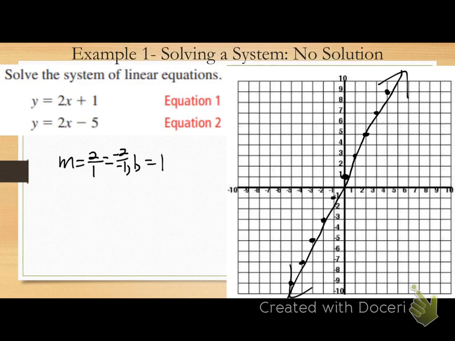Okay, second equation. What's my slope? 2 over 1. Y-intercept? Negative 5. So, once again, my y-intercept will be graphed first. Go down 5 on your y-axis. Put a point. That's your y-intercept. And once again, which two directions am I going? Up 2, right 1. Just keep doing that until you run out of room.